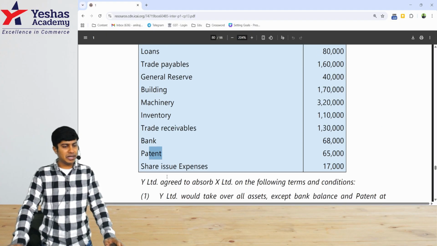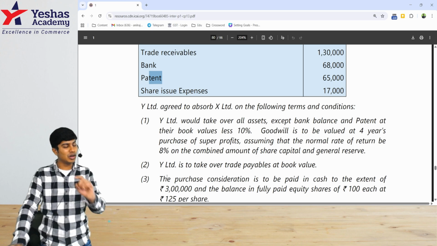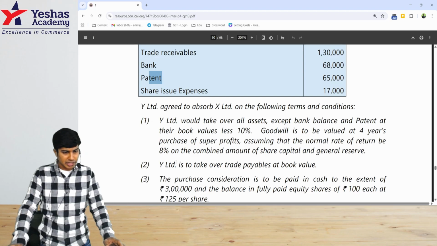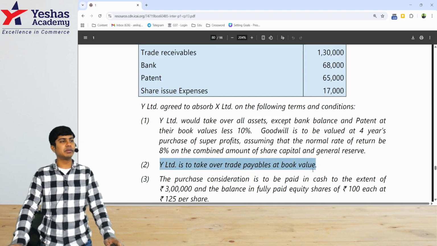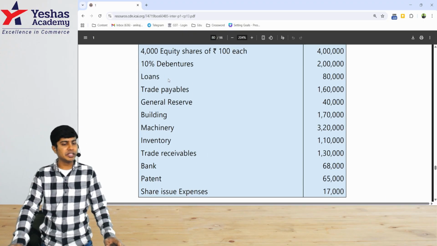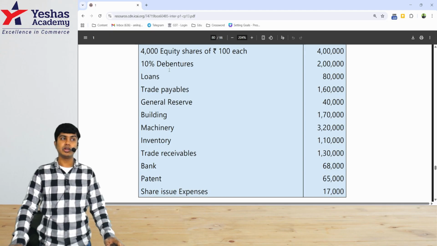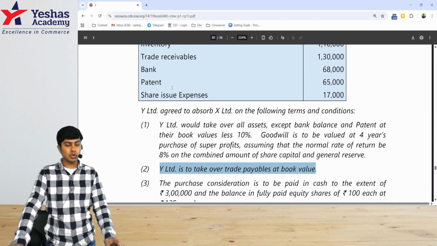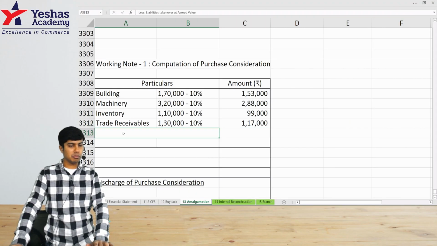Then let's see liabilities. Is there any liabilities taken over? Trade payables is taken over. We actually have a lot of liabilities: trade payables, loan, debentures. Loan and debentures are not taken over. Only trade payables is taken over, that too at book value.